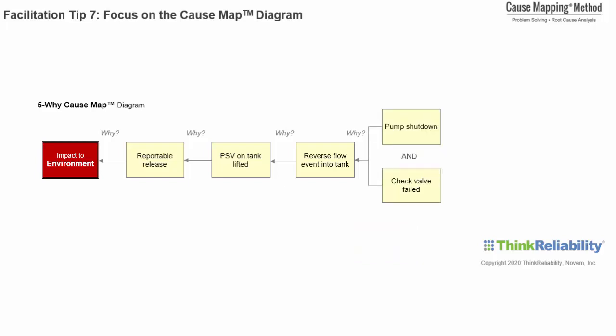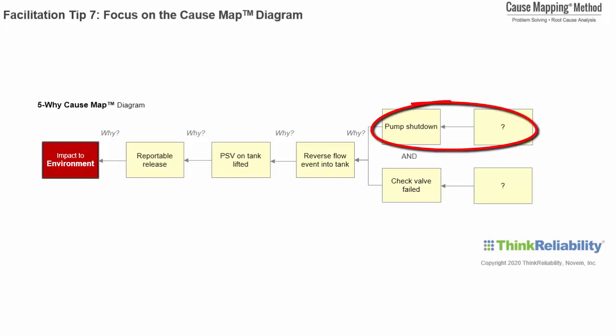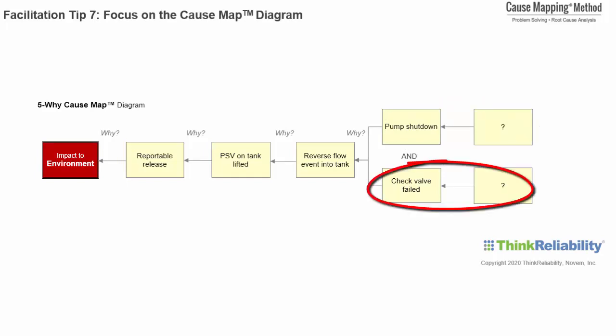So then I understand it requires both the pump shutting down and the check valve failing for this reverse flow event into the tank. And this then gives some structure to the next conversation. Okay, well, why did the pump shut down? So we'll go down that path. Then we can understand why the check valve failed. And that's where that maintenance portion that was brought up in the discussion might fit. So understand why that check valve failed, and then maybe why we didn't identify that failure prior to this incident.